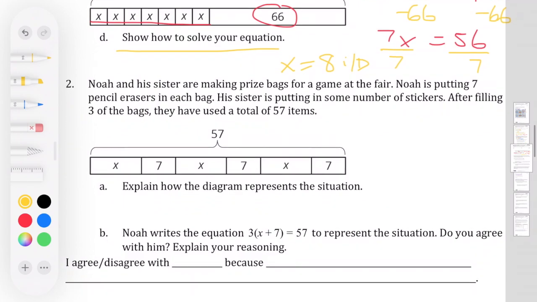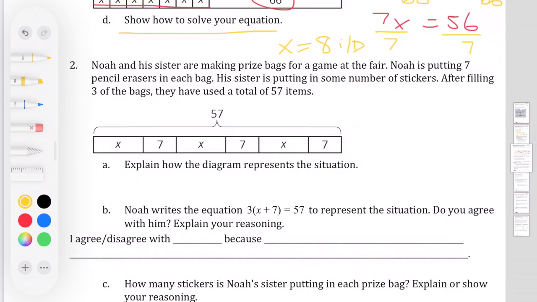Number 2, we have Noah and his sister are making prizes for a game at the fair. Noah's putting 7 pencil erasers in each bag. His sister is putting some number of stickers in those bags. After filling 3 of the bags, they have used 57 total items. So explain how the diagram represents the situation.